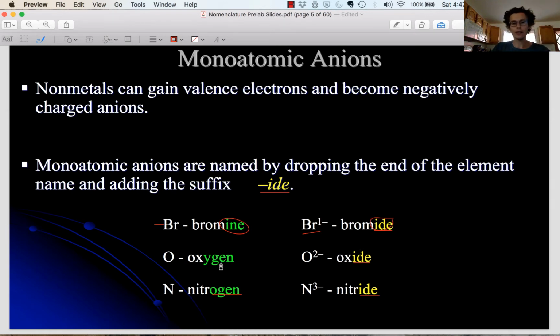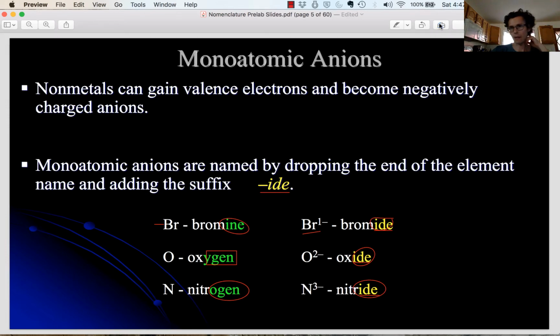If you look at oxygen, when you form an ion, you drop the YGEN, replace that with IDE, and you get oxide. For nitrogen, you're going to drop the OGEN when you're naming the anion, and you replace that OGEN with IDE. For all the monoatomic anions, they're all going to end in "ide." They all end in "ide." Notice you're only dealing with one atom. That's where you get the monoatomic from.